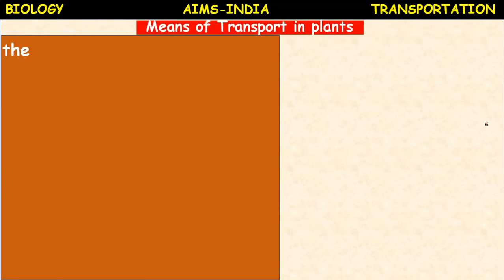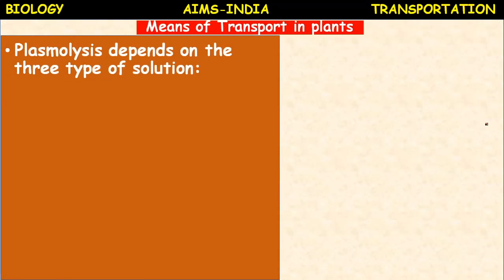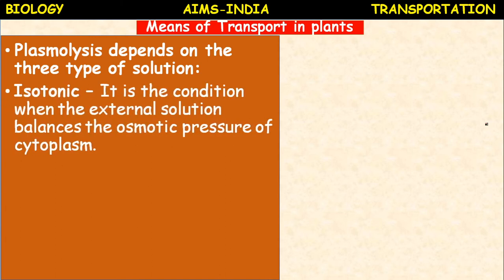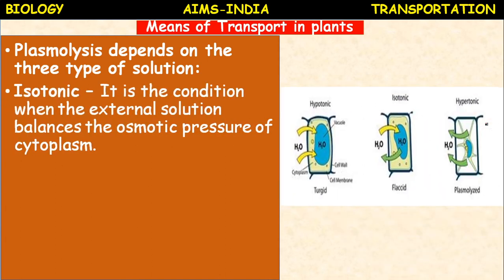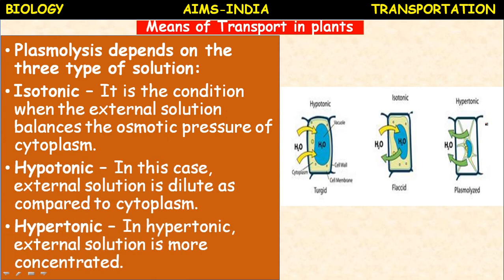Next, plasmolysis depends on three types of solution. What are they? Isotonic solution, hypotonic solution, and hypertonic solution. What is an isotonic solution? The middle one. It is the condition when the external solution balances the osmotic pressure of the cytoplasm. It is called isotonic, equal, flaccid condition.